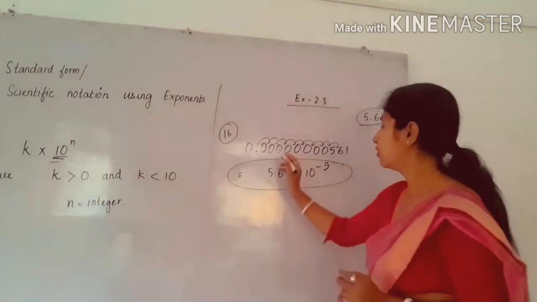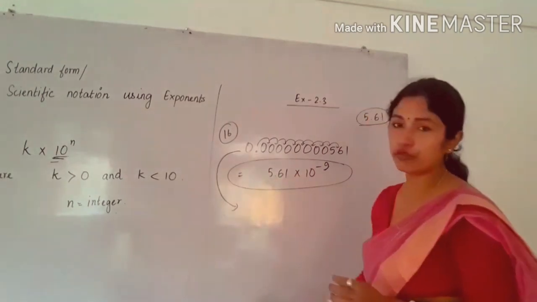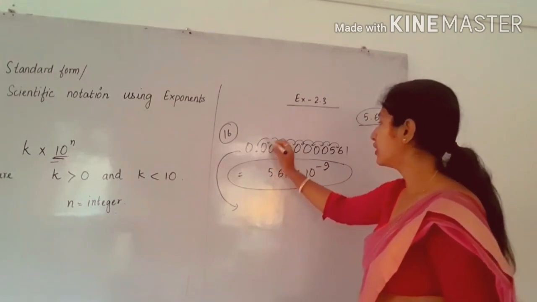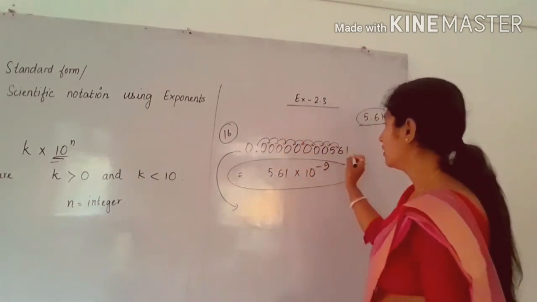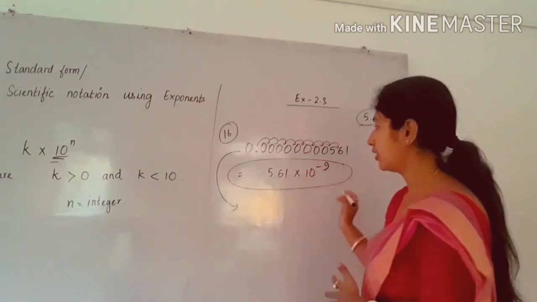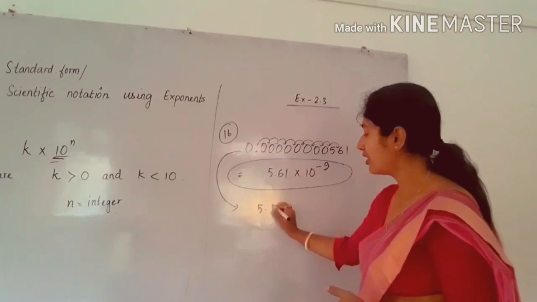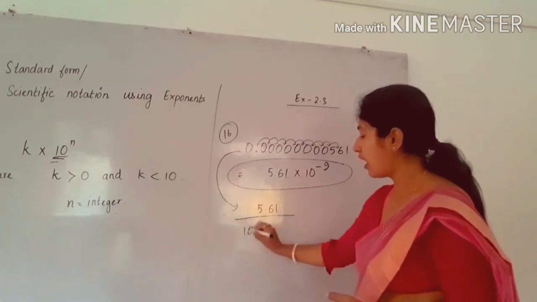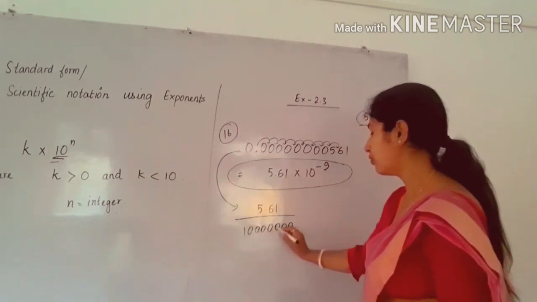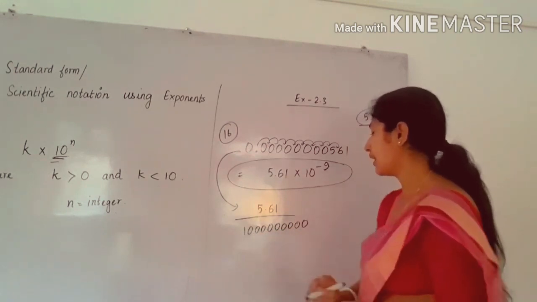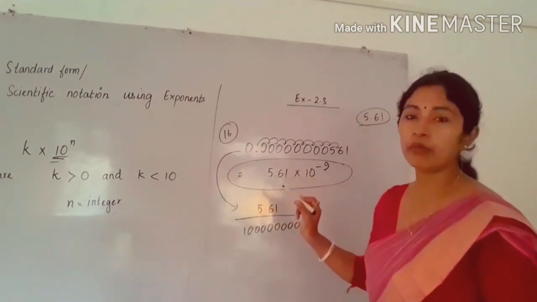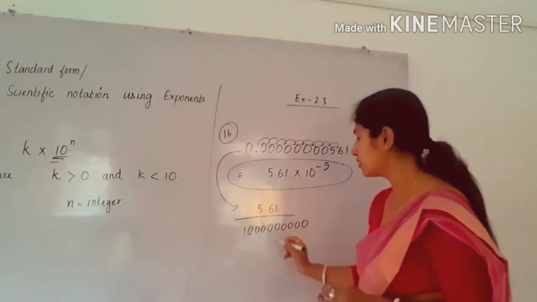See, first of all you can write this number as a fraction. How to write it as a fraction? We are shifting the place of the point to the back side, and we are going 9 places back. So what do you have to write? 5.61 whole divided by, after 1 how many zeros do you have to put? 9 zeros. So 1, 2, 3, 4, 5, 6, 7, 8, 9. You already know that the first number should be between 0 and 10. That's why I have written it like this.